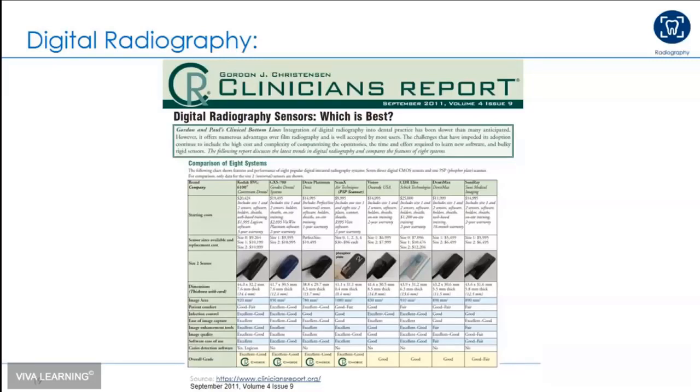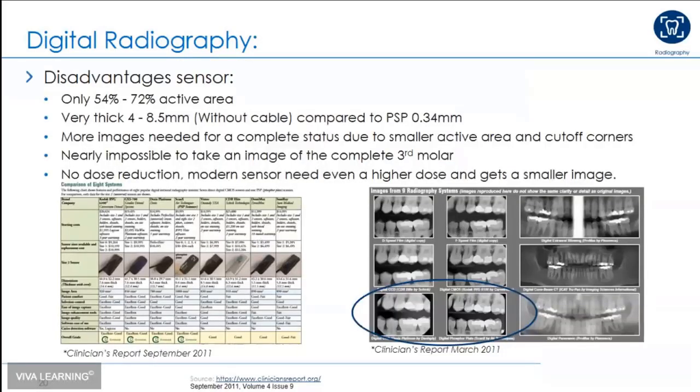If you look at this, by the way, I don't know if you can read it, but it's the September 2011 issue. And he just illustrated which sensors were out there. And, you know, he talked about the phosphor plate being very good. You see it here in the middle. And that is sort of unfair to compare it to all of these because I think a phosphor plate is rather unique. The disadvantage of a sensor is several-fold.